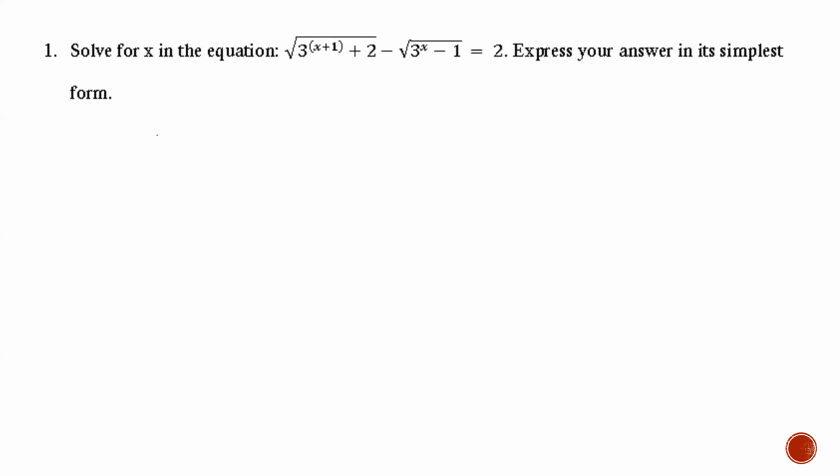The root of 3 to the power x plus 1 plus 2, minus the root of 3 to the power x minus 1, is equal to 2. Now, when you have square roots like that, we cannot make any progress unless we get rid of those square roots. So the first step really is to square intuitively.